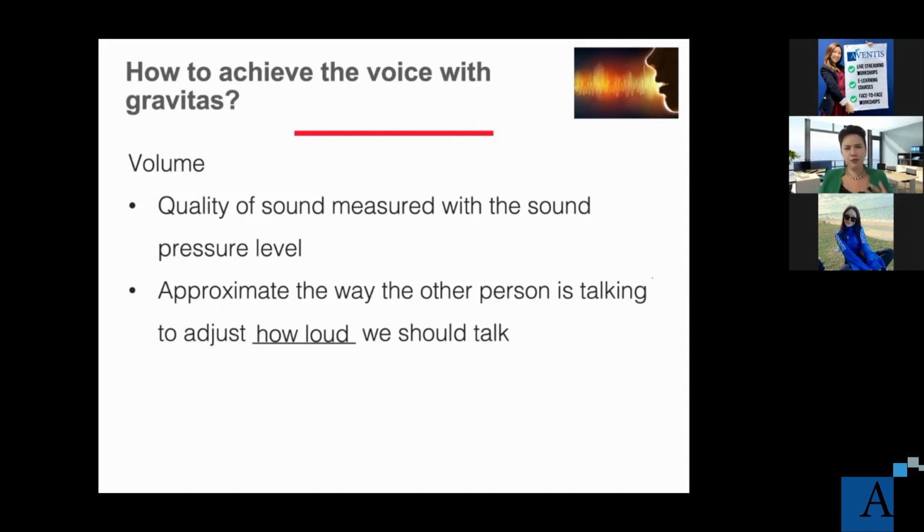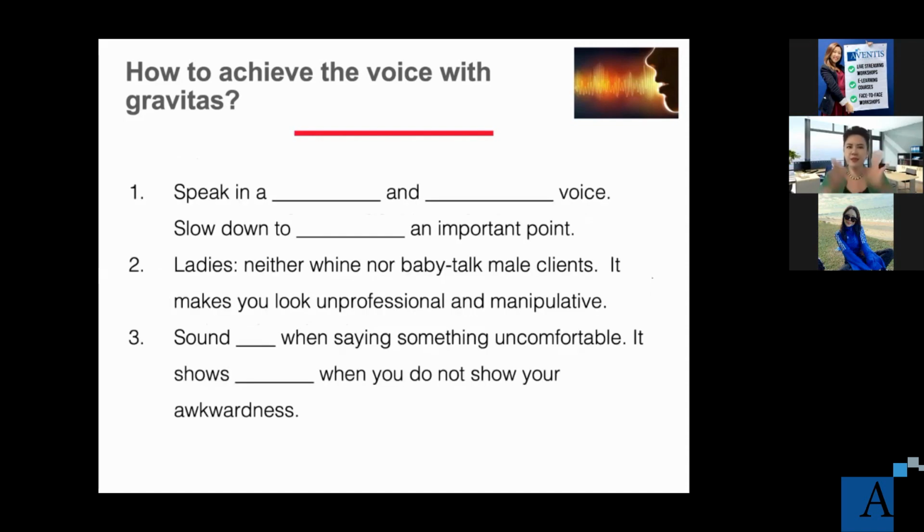But when you want to sound credible and with Gravitas, you do have to tone down to sound important. Cool? In summary, this is the final part where we have a little practice. This is about achieving your voice with Gravitas. You need to speak in a lower pitch and an evenly paced voice, as we said earlier on. Not too fast, not too high. And when you want to emphasize a point, you need to slow down.